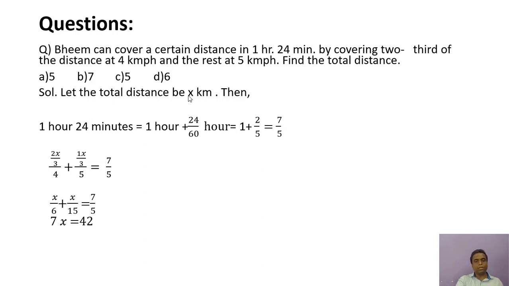Finally we will reduce it to x by 6 plus x by 15 is equal to 7 by 5, which finally gives 7x is equal to 42, and the answer is x is equal to 6. So option D is correct, right? If you are used to this concept, you will just have to note down one equation and you can solve it orally. Okay students, now we will look into another question.